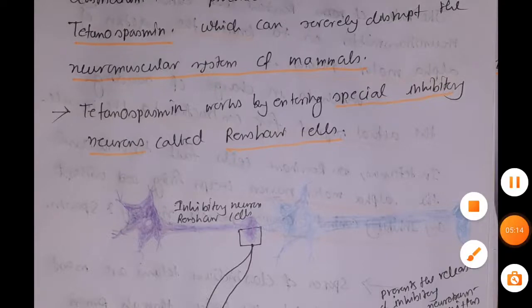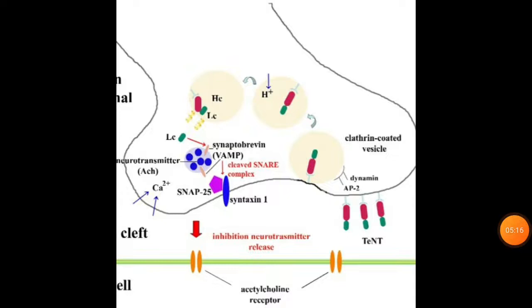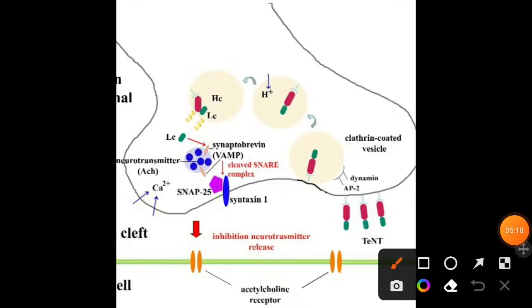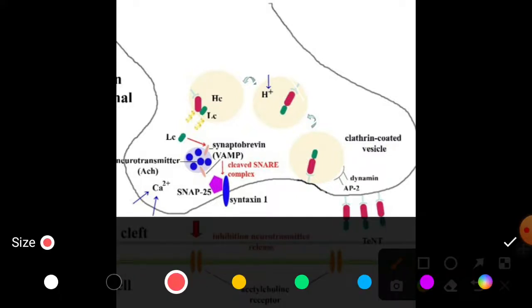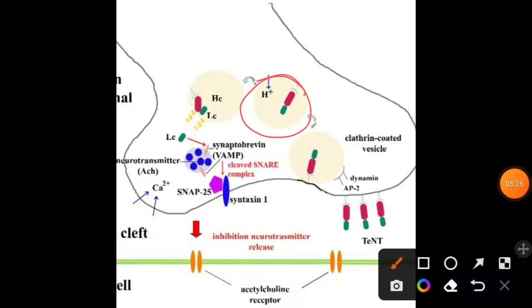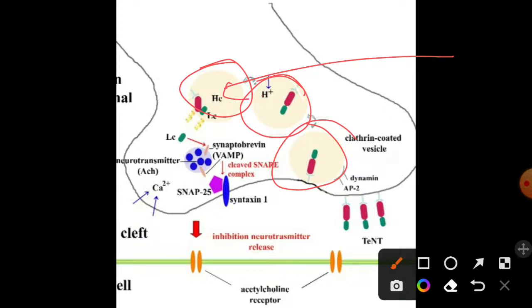So what is the thing? Let me discuss. So this is the neuromuscular system. The actual idea is in the axon terminal. If you look, you can see various kinds of vesicles, and inside the vesicles there are neurotransmitters.